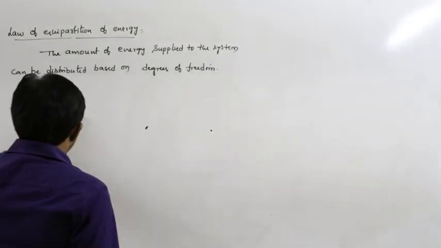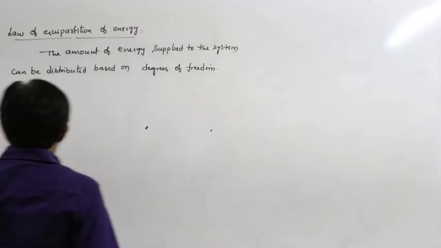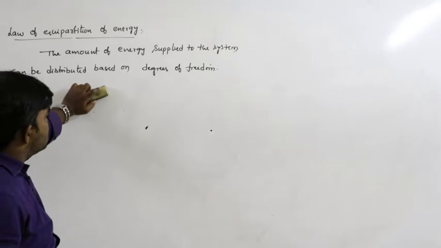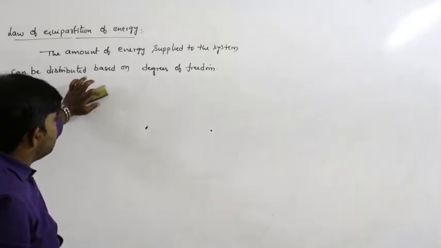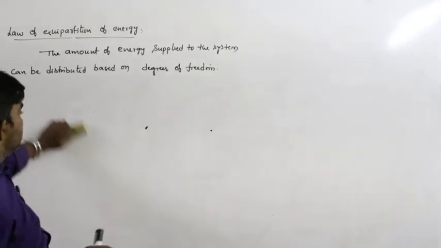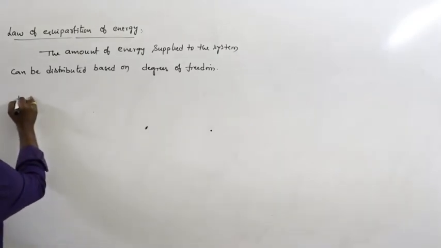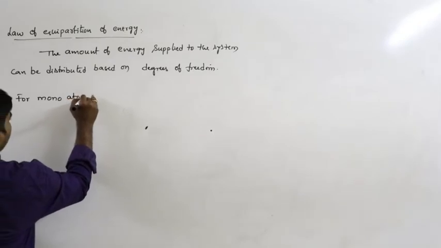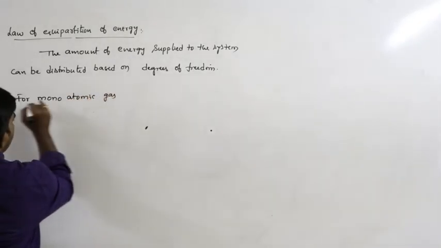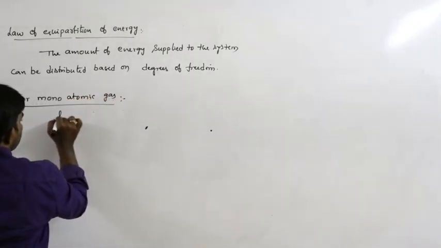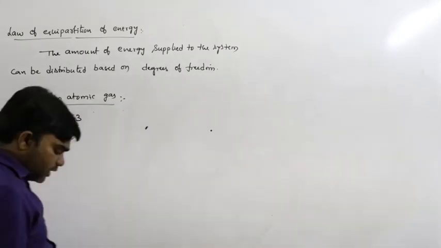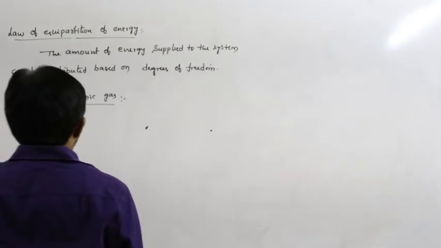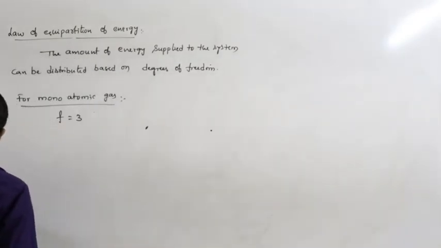Next, the definition here: the amount of energy supplied to the system can be distributed based on degrees of freedom. So first, for monoatomic gas, how is the energy distributed? For monoatomic gas, the number of degrees of freedom is 3. So this is the degrees of freedom for monoatomic gas.